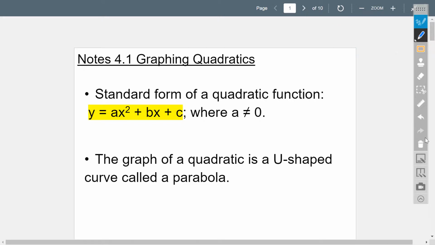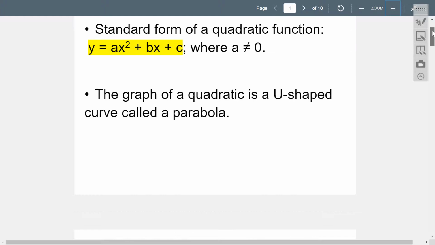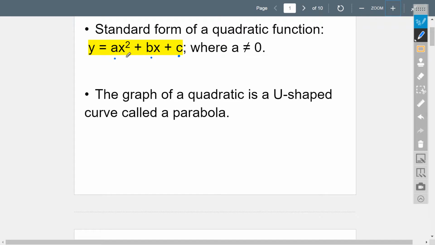Now, the standard form of a quadratic equation doesn't have mx or b in it. We use different letters. Standard form of a quadratic equation is ax squared plus bx plus c. That's the x squared term. That's the linear term, and this is the constant, and this means a is not equal to 0, because if a were equal to 0, it would just be a line. But this x squared term makes it not a line. It actually makes it a parabola when you graph it.